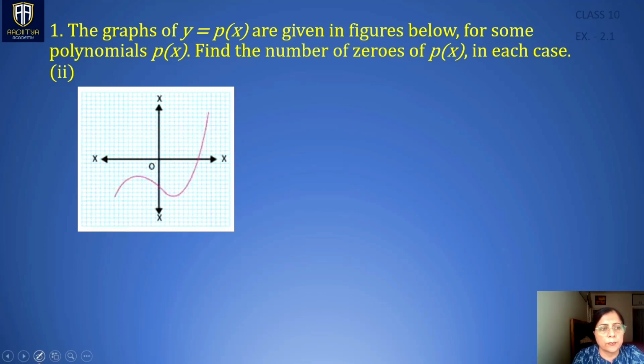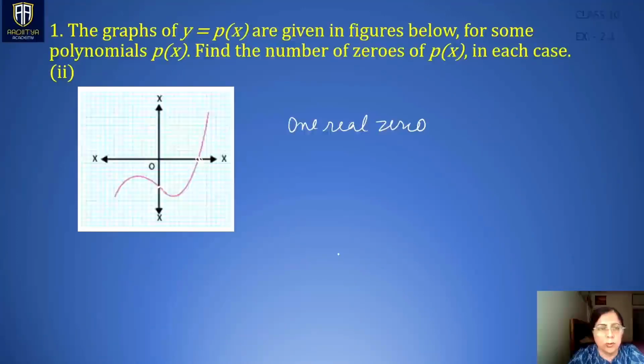So we come to the second part. This is a curve. Now check. This red or pink line is meeting it here. This is the y-axis. Do not consider this point. Now after this, this is meeting the x-axis at a unique point. So we can say that this has 1 real zero. Since this curve is cutting the x-axis at 1 point, the number of real zeros is equal to 1.